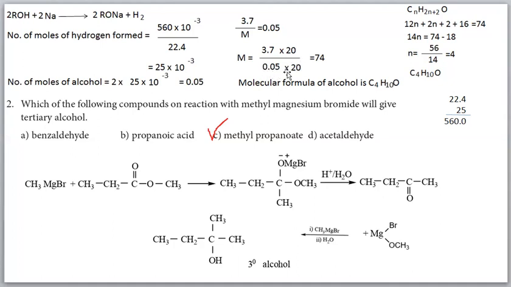This number is multiplied by 20, we will get 1. So the denominator is no longer needed. These two we have to multiply, we will get 74. So the molar mass of the compound, the alcohol, is 74. Then how do we find the molar mass, and from the molar mass, how do we find the number of carbon atoms? You see.